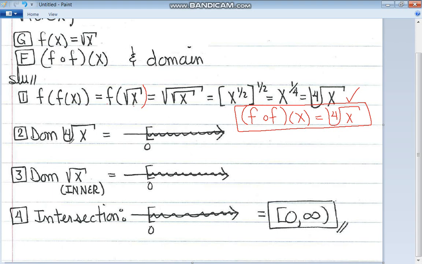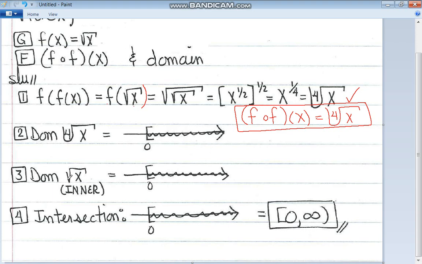The only restriction on the domain of the formula is that because it's an even indexed root, the radicand under the radical has to be non-negative, everything from 0 to infinity. So we shade everything from 0 with a boxy bracket to infinity.